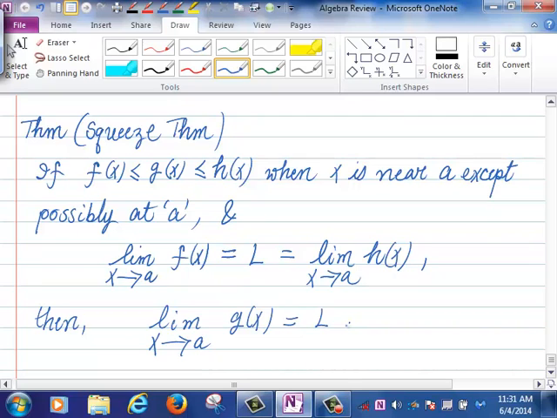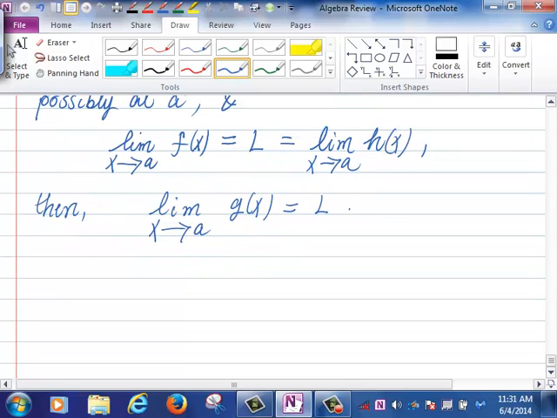So basically, the function g of x is bounded below by f and bounded above by h. If you think about it, the graph of h is above the graph of g, and the graph of g is above the graph of f. Okay? And what we are saying is, if f and h have the same limit, then the middle one must have the same limit.